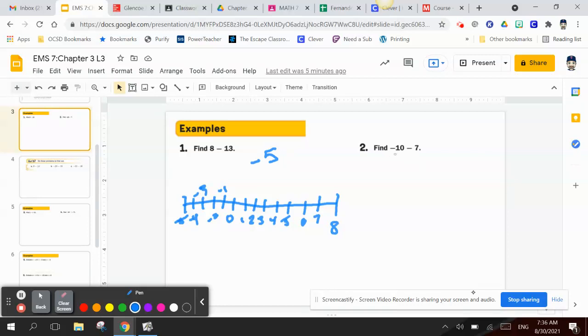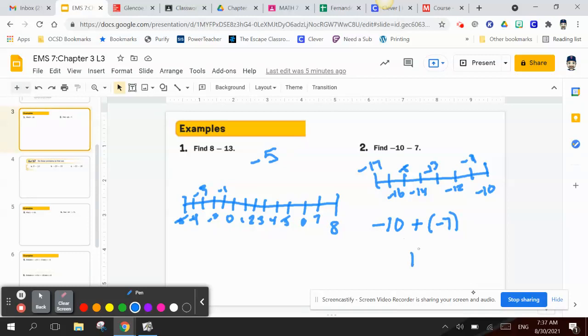If I find negative 10 minus 7, that means I'm already $10 short, and I'm going to give away 7 more dollars. 1, 2, 3, 4, 5, 6, 7. I go negative 11, negative 12, negative 13, negative 14, negative 15, negative 16, and negative 17. So negative 10 plus a negative 7. Since they're both negative, you add the numbers together, which is 17, and add your negative sign.